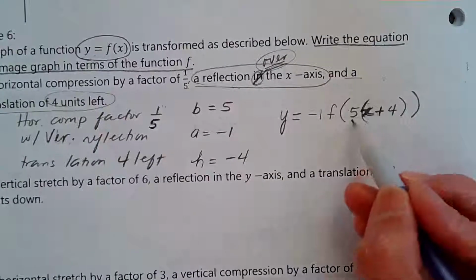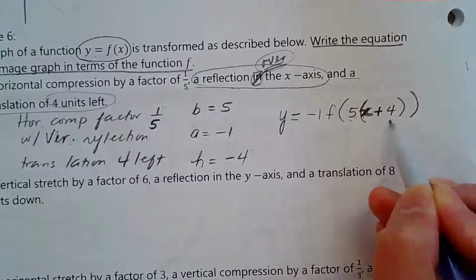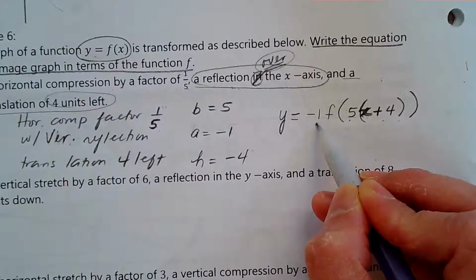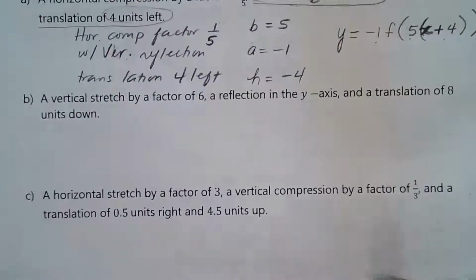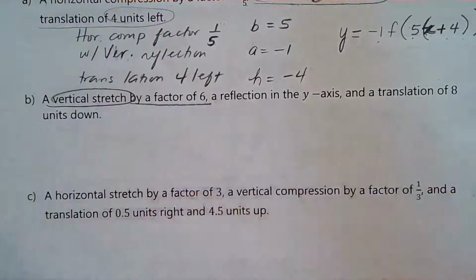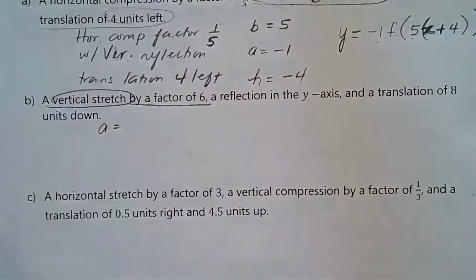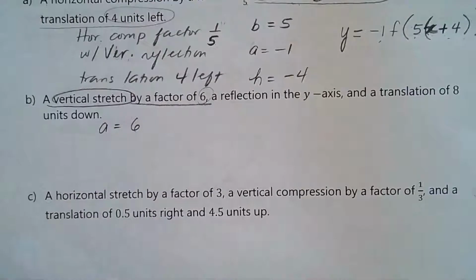Okay. Now this is your compression by a factor of 1/5. Translation, -4 to the left. Reflection over the x-axis. Let's take a look at the letter B. Vertical stretch by a factor of 6. So A is 6.